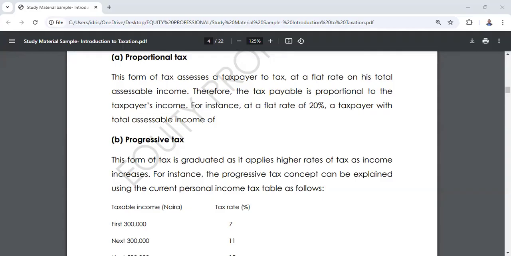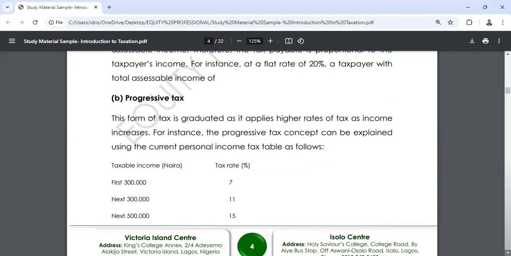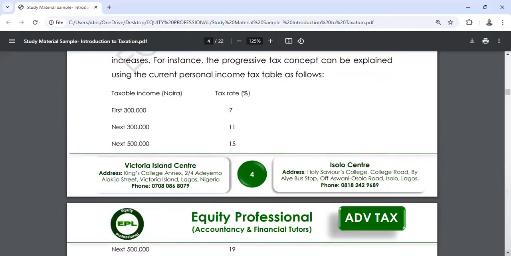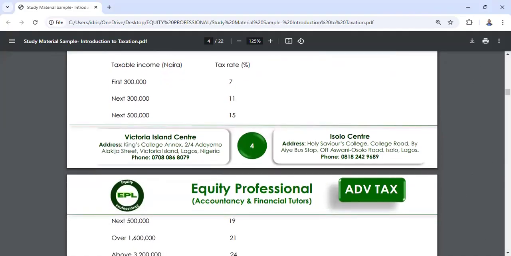Regressive tax. Let's go on to progressive tax. Example of progressive tax: personal income tax. Personal income tax is a progressive tax. How is personal income tax a progressive tax? Presently, under the current rate of personal income tax, as your income is going up, the rate of tax is also going up. Look at how we compute personal income tax.